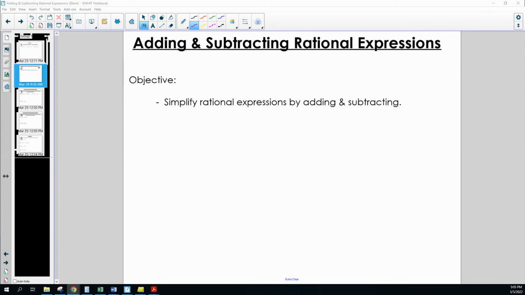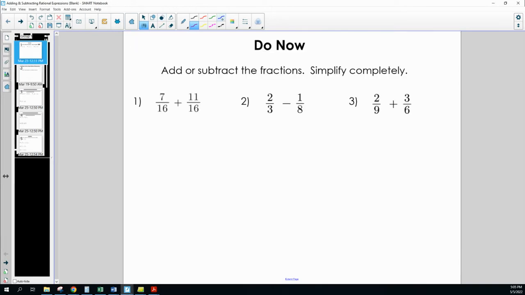In this lesson, we're going to go over how we can add and subtract rational expressions. Now, before we get to actual rational expressions, let's look at how you would add and subtract regular fractions. So, when we're adding or subtracting fractions, we want to make sure that we have a common denominator.